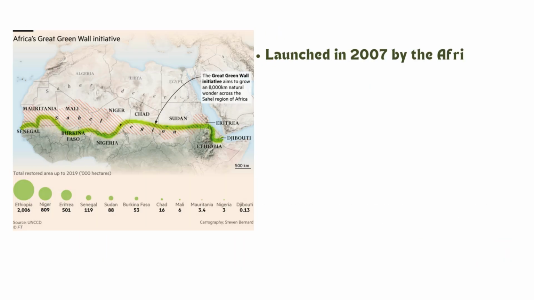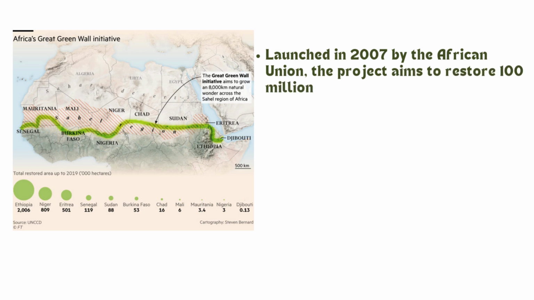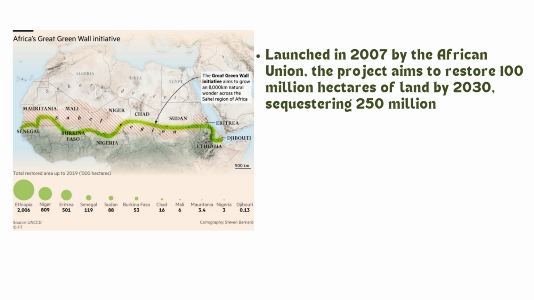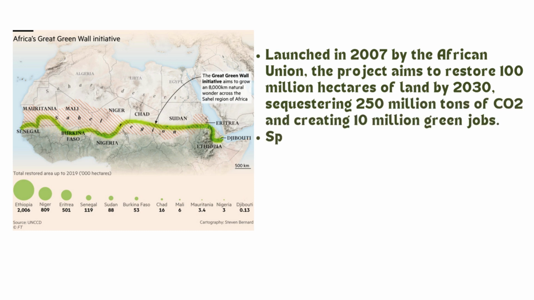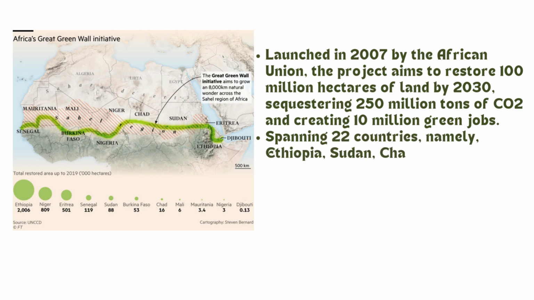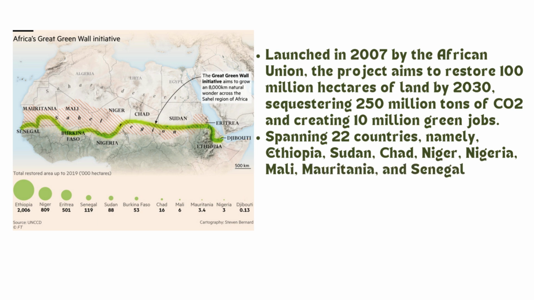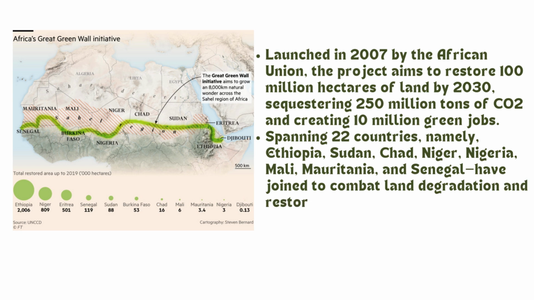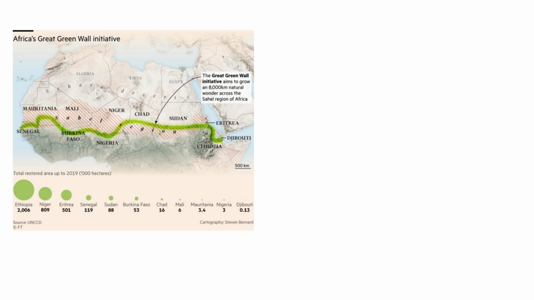Launched in 2007 by the African Union, the project aims to restore 100 million hectares of land by 2030, sequestering 250 million tons of CO2 and creating 10 million green jobs. Spanning 22 countries, Ethiopia, Sudan, Chad, Niger, Nigeria, Mali, Mauritania, and Senegal have joined to combat land degradation and restore native plant life to the landscape.